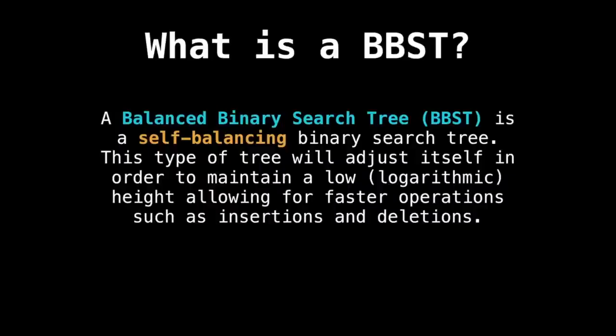What I mean by balanced is that they are self-adjusting to maintain a logarithmic height in proportion to the number of nodes they hold. This is very important because it keeps operations such as insertion and deletion extremely fast because the tree is much more squashed.